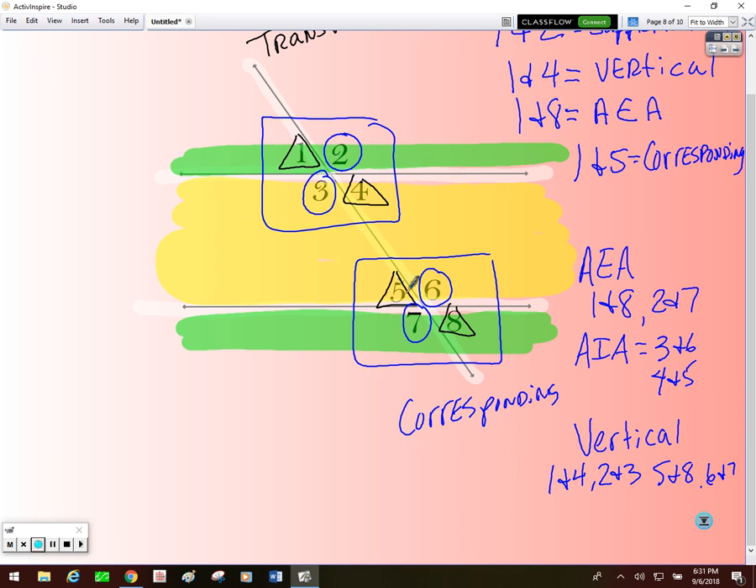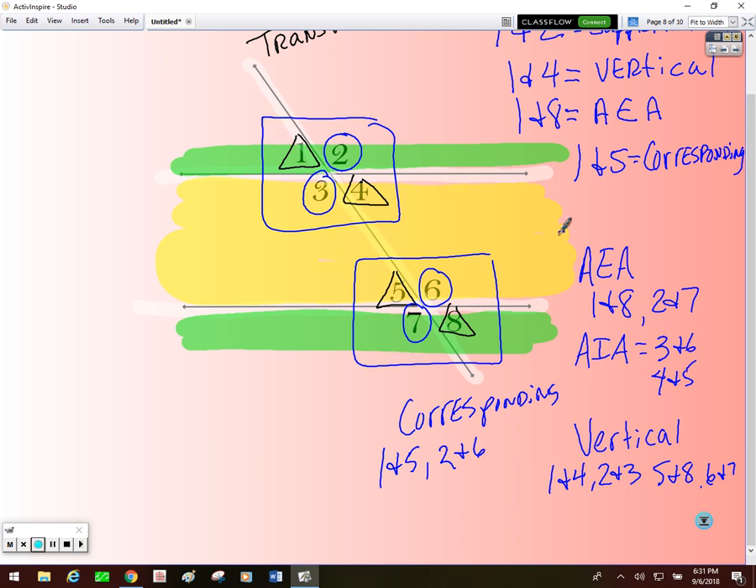Well, if I look down here, there are two angles above this parallel line, but only one is to the left of the transversal. That's 1 and 5. All right. Angle 2 is above the parallel line, but to the right of the transversal. So above the parallel line to the right of the transversal is 2 and 6. So you see, kind of get the gist.